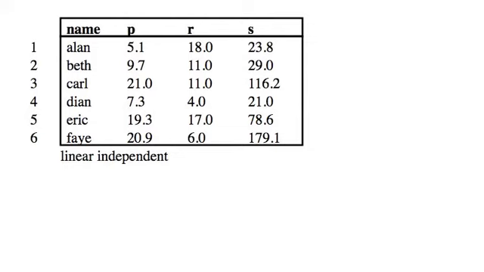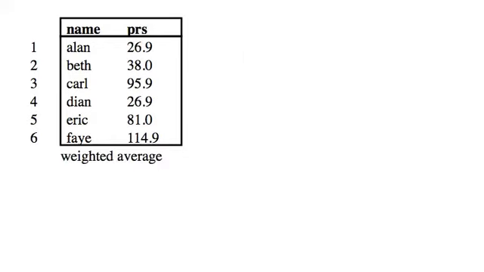We can reduce the number of dimensions of the results with a projection. For example, we can replace independent attributes P, R, and S with a weighted average. A projection can summarize the vector while losing some of the details. This projection summarizes each vector with one number, but we can no longer distinguish Alan and Diane.